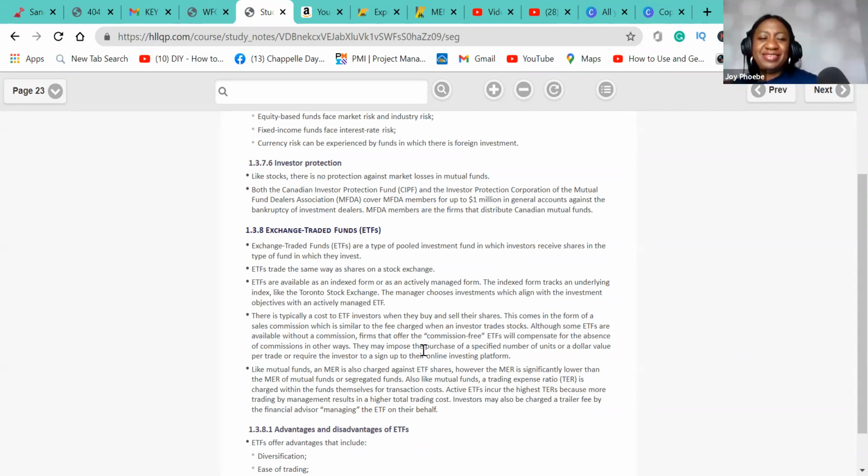Well, it's on the screen here. Exchange traded funds are a type of pooled investment funds in which investors receive shares in the type of funds in which they invest. So ETFs is just like, you are not just randomly going to buy, like if you're buying stocks, right? I can go buy Tesla today, I can buy Amazon, blah blah blah. But ETFs, let's say I want to raise money for my daycare.